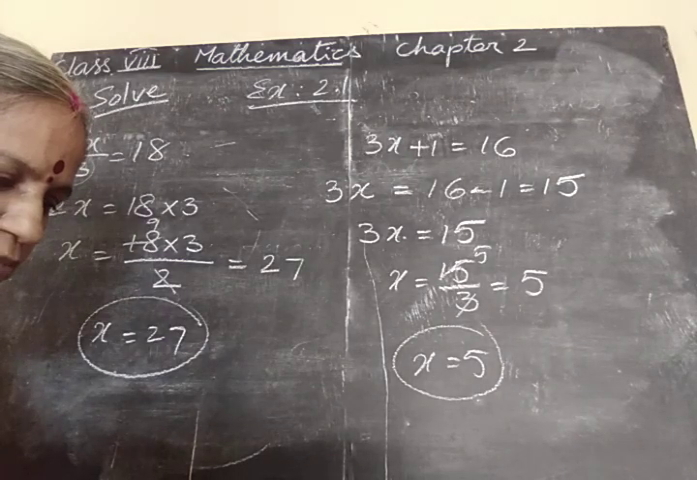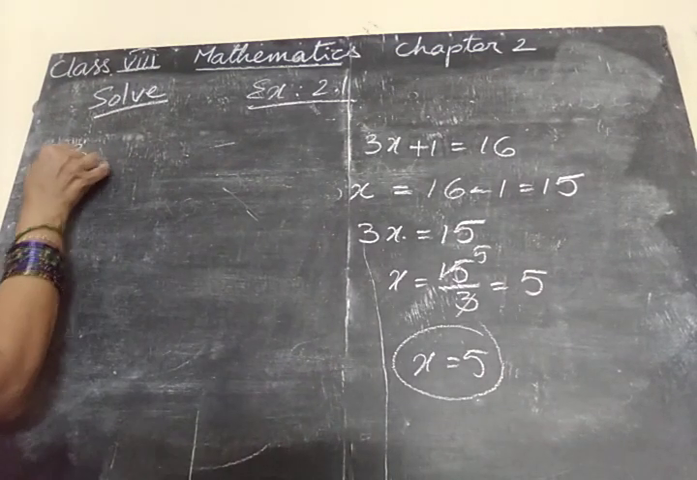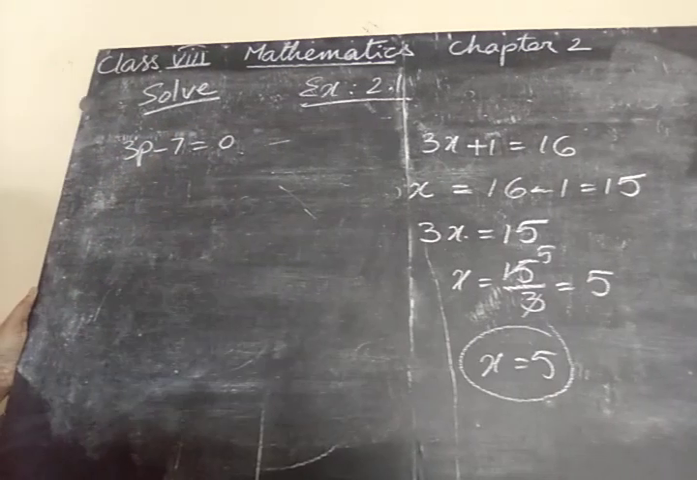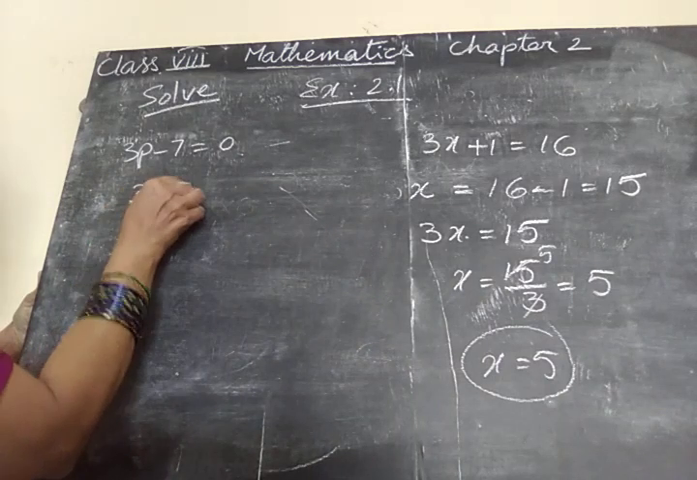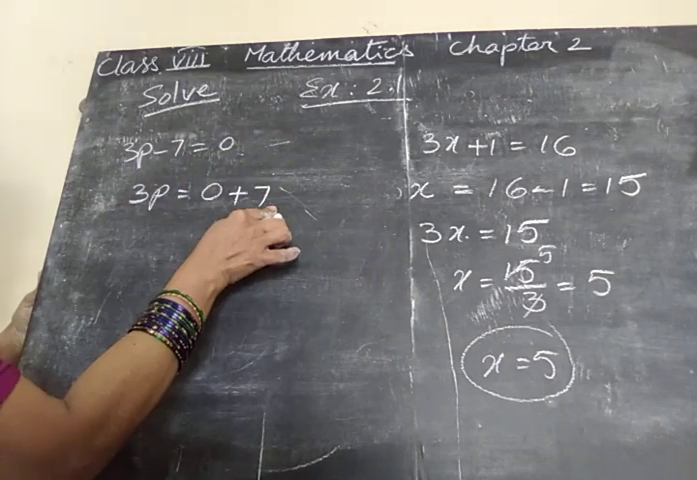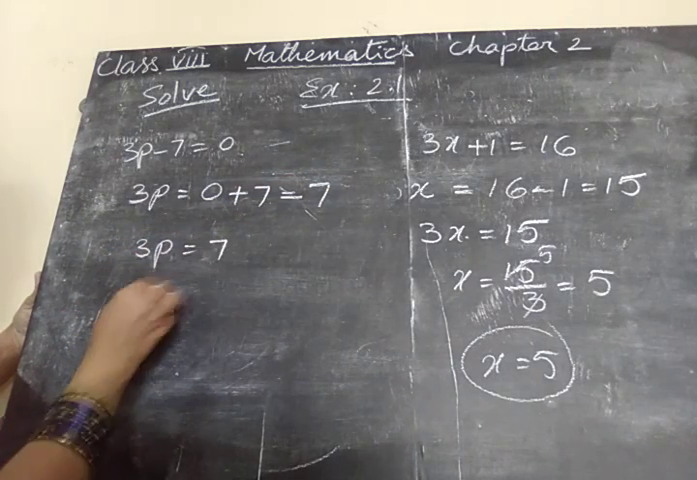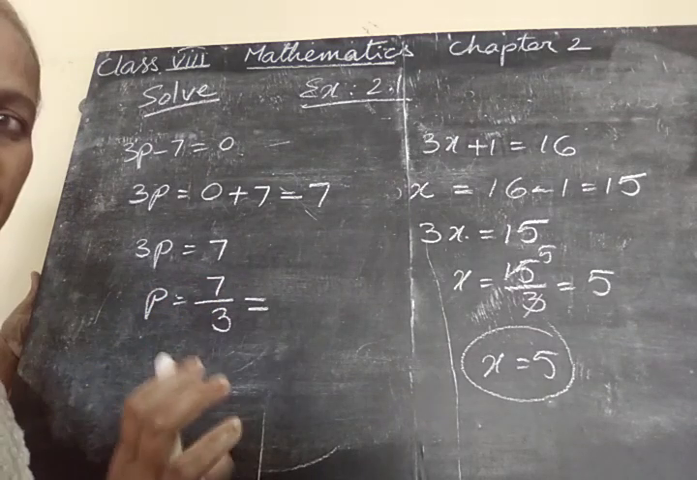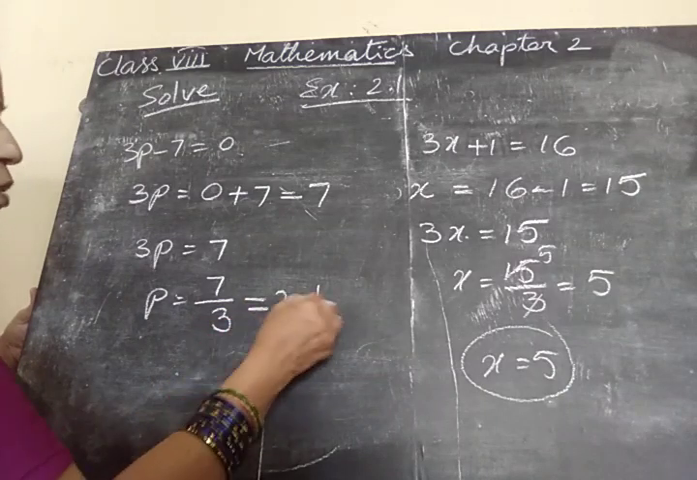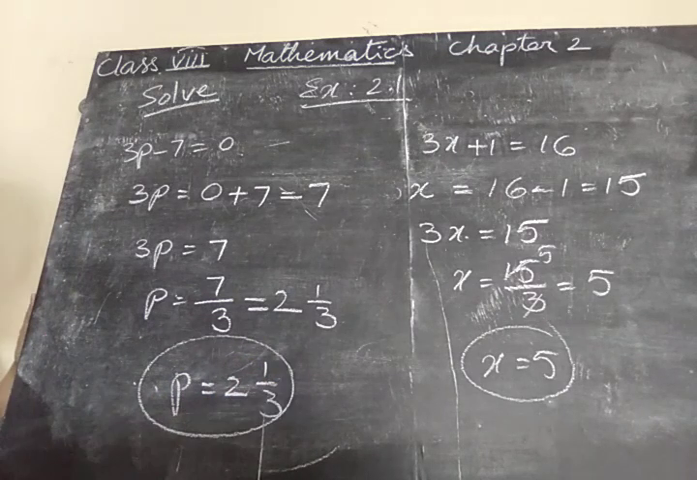Understood, children? Next, 3p minus 7 is equal to 0. Okay. So first transpose minus 7. 3p is equal to 0 plus 7. Minus becomes plus. Now 0 plus 7 means 7 only. Now 3p is equal to 7. P is equal to 7 divided by 3. 7 by 3, you have to change into a mixed fraction. 3 twos are 6, remainder 1 by 3. So finally p is equal to 2 and 1 by 3. This is the solution of the equation. Understood?